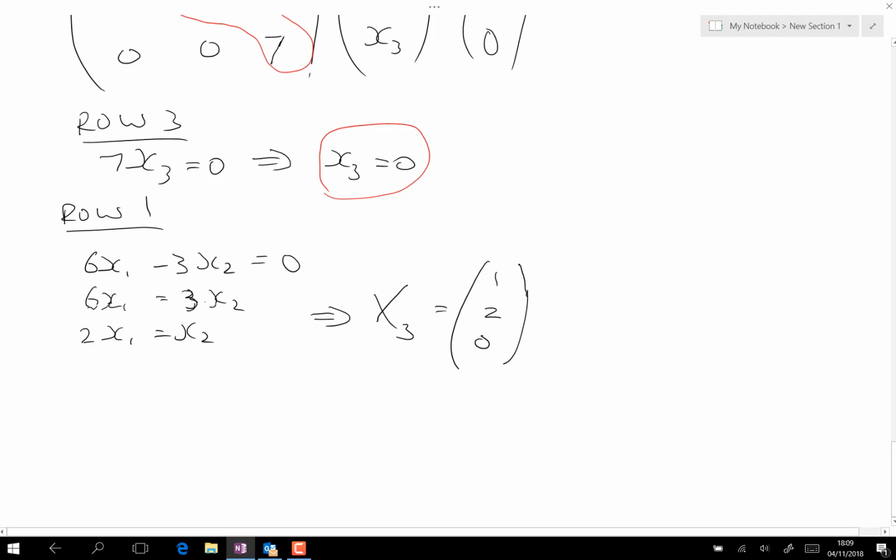If we go with row 1, we have 6x1 minus 3x2 equals 0, and from there we can see that 2x1 equals x2. So we'll let x1 be 1, x2 is twice the size, and of course x3 is 0. So there we have the final eigenvector of (1, 2, 0).